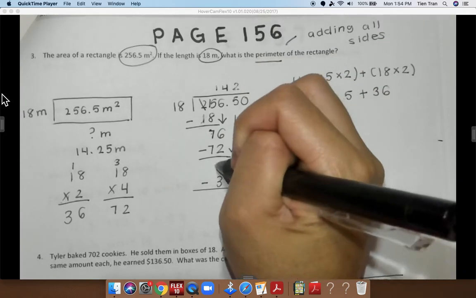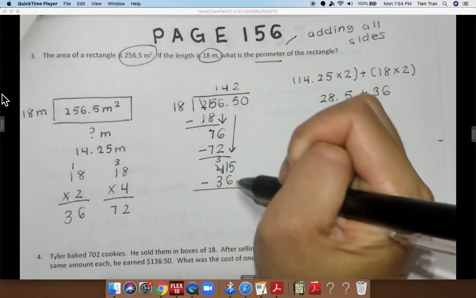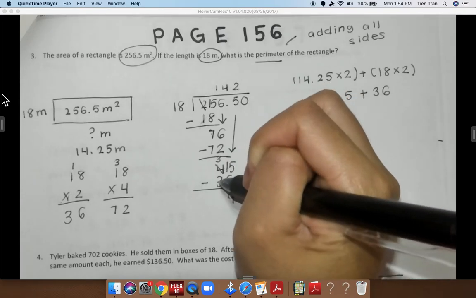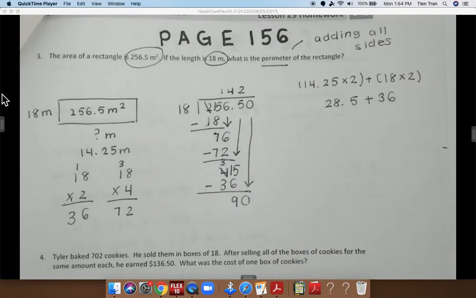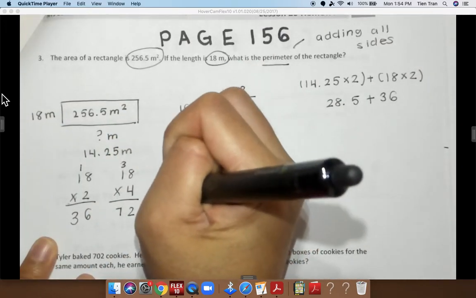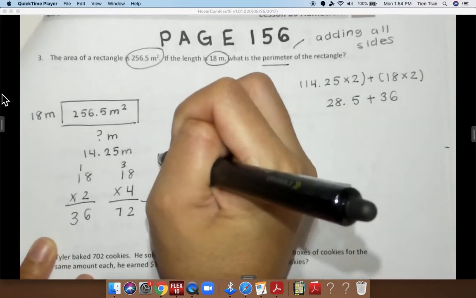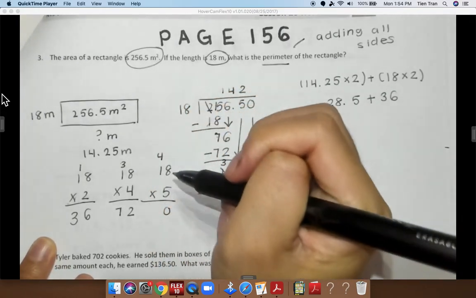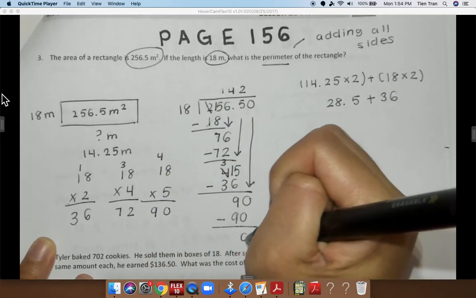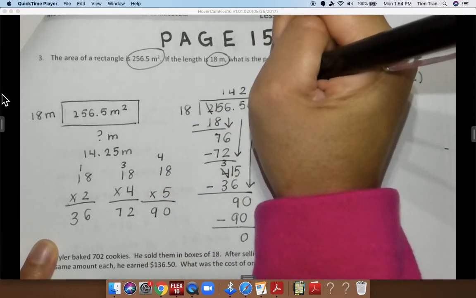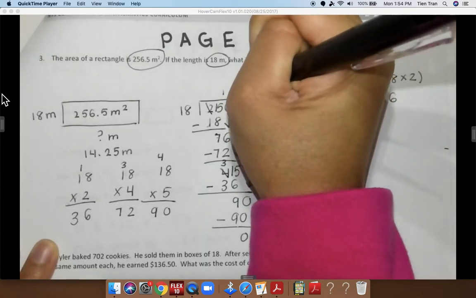5 minus 6 I cannot do, so I regroup. 15 minus 6 is equal to 9. 3 minus 3 is 0. Don't forget to bring down your 0. How many times can 18 go into 90? I'm going to try 18 times 5. 8 times 5 is 40. 5 times 1 is 5, plus 4 is 9. So that perfectly fits into 90. So that means that I use 5 right here. Don't forget to bring up your decimal.